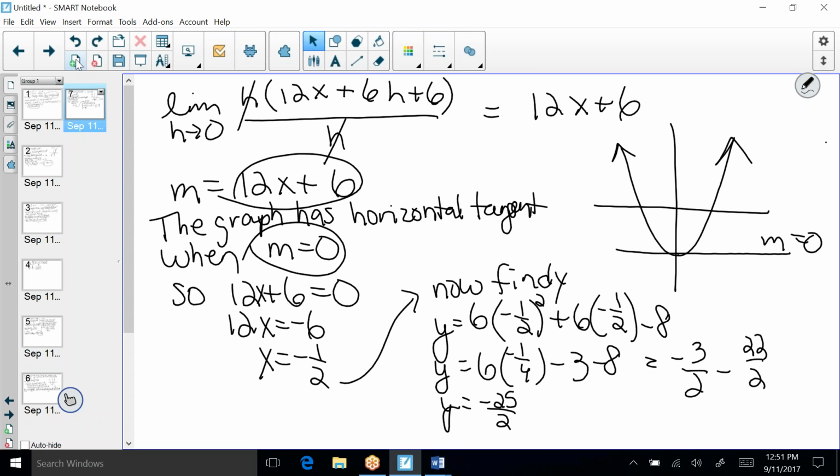Do you agree with that? Yes? No? You got a different answer when you put it in your calculator? Well, you shouldn't have an h because h is going to 0. So we have to take the limit of this thing. So we plug 0 in. So that h is going to go away.